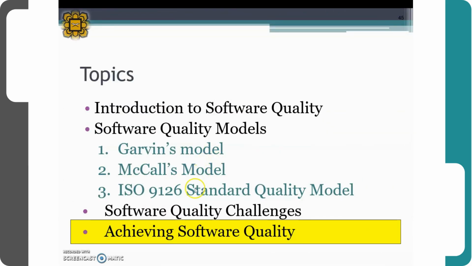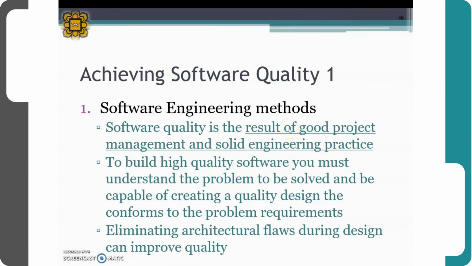And finally, achieving software quality. Because it has a lot of cost, it does not come for free. So what can we do to avoid producing low quality software? The first is that we have to have proper fundamental software engineering methods. Software quality is the result of good project management and solid engineering practices. In order to build high quality software, you must understand the problem to be solved and be capable of creating a quality design that conforms to the problem. Whatever we can improve, we can reduce or eliminate errors from the beginning. We have to do it as soon as possible.